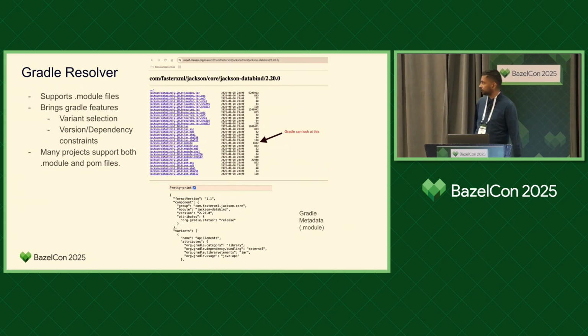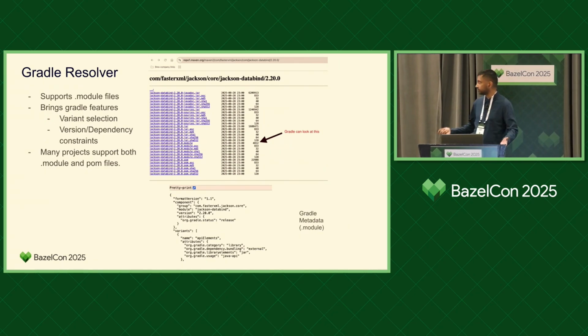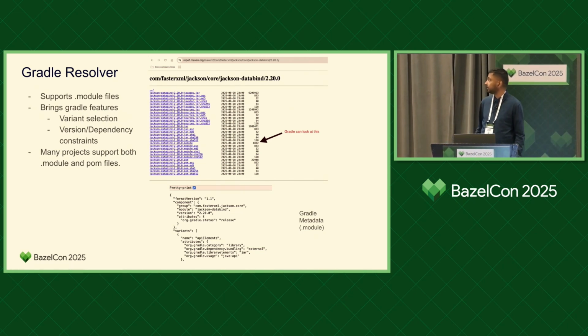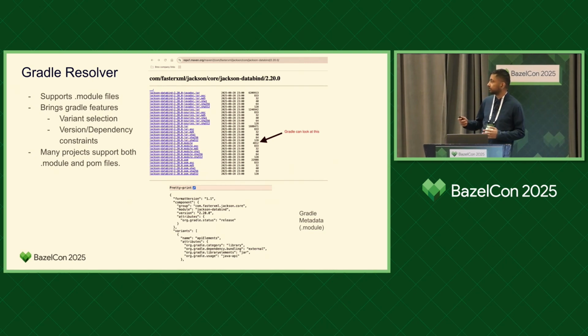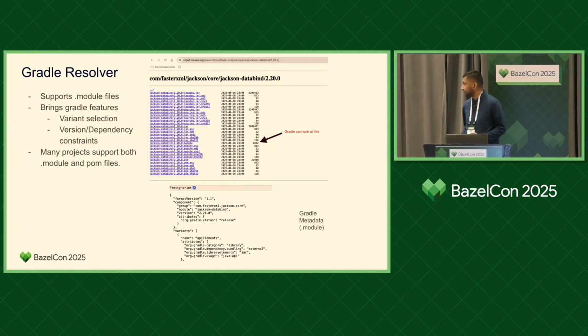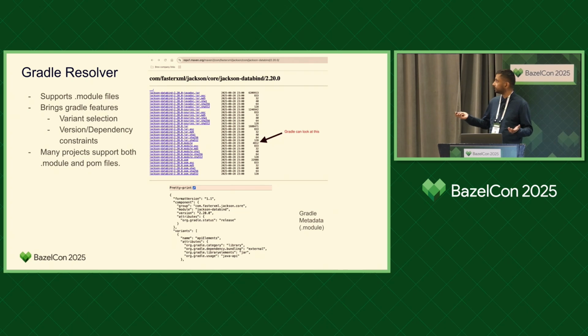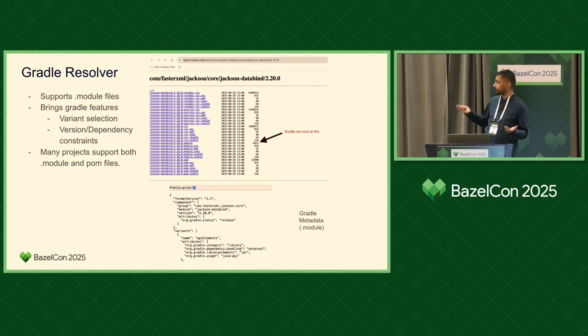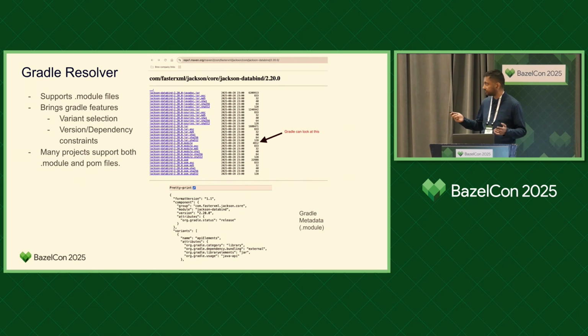So how does the Gradle resolver come in and fit in? Well, it also supports POM files because it needs to interoperate with other Maven dependencies. But it additionally can be used to support module files, which is what Gradle projects, producers of Gradle libraries, actually produce. It's also existing here, as you can see in this example, because Jackson data bind publishes both. And the .module file is a JSON file. It includes a lot of Gradle-specific information that consumers of Gradle can use to do dependency resolution. A couple of them are variant selection and dependency constraints, and there's more.